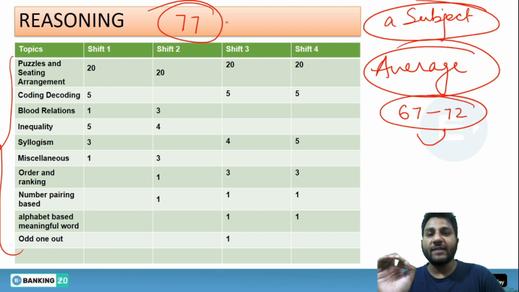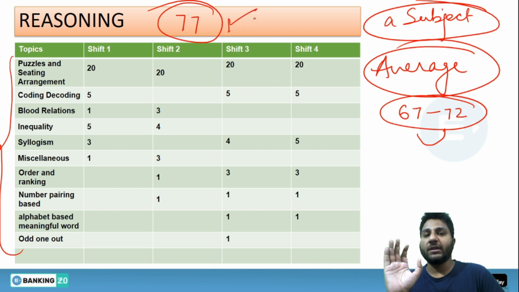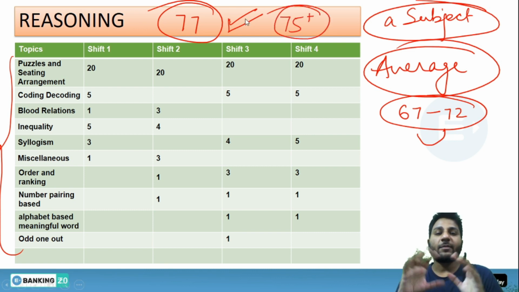I'm not talking about the exceptions. Just remember one thing: those who are confident about their accuracy can do anything. They can attempt over 75 plus. My point is that you should be aware of the situation. Look at the exam paper and act accordingly.